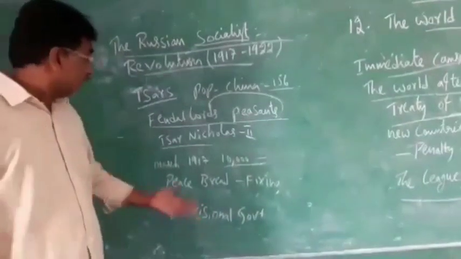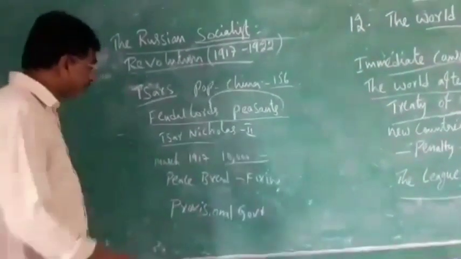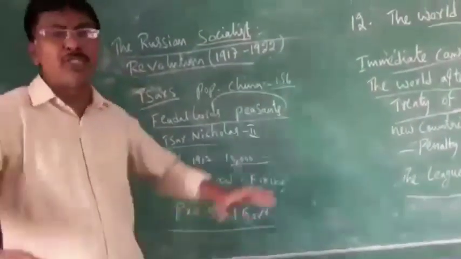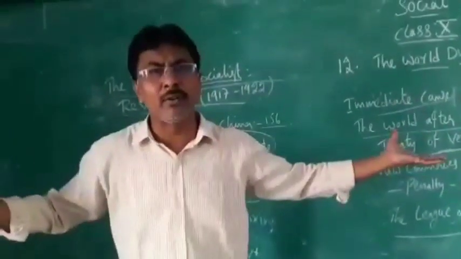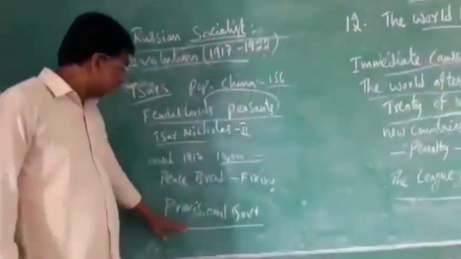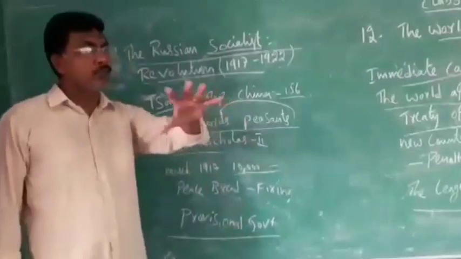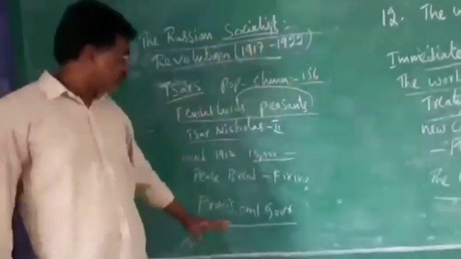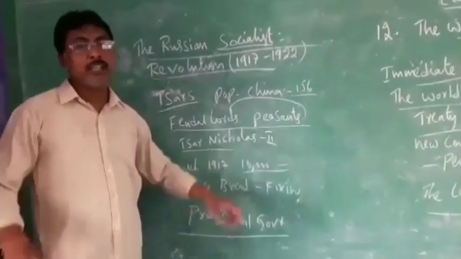And here you see, after that the government was gone, and what happened? The provisional government was established. Provisional government means immediately the king has gone, and after going, nobody can rule. So in Russia, a provisional government was established. A few people were elected, and those people started ruling. I'm going to tell you about this provisional government in the next class.